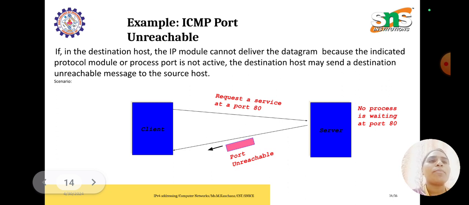For ICMP port unreachable, the reply message is sent if, at the destination node, the IP module cannot deliver the datagram because the indicated protocol module or process port is not active. The destination host may send the destination unreachable message to the host.